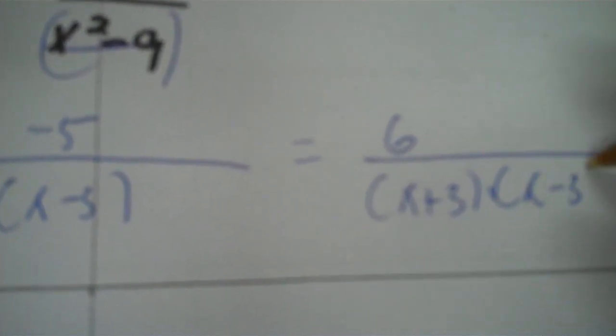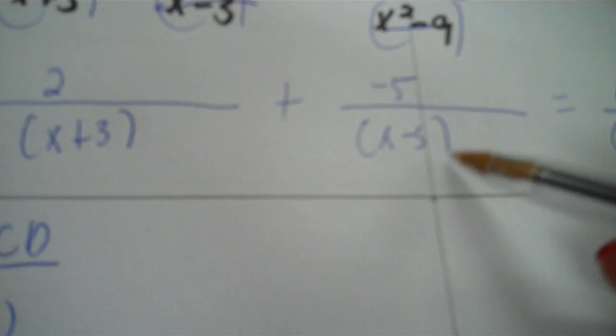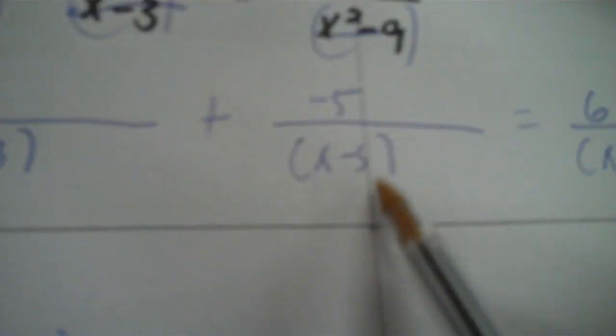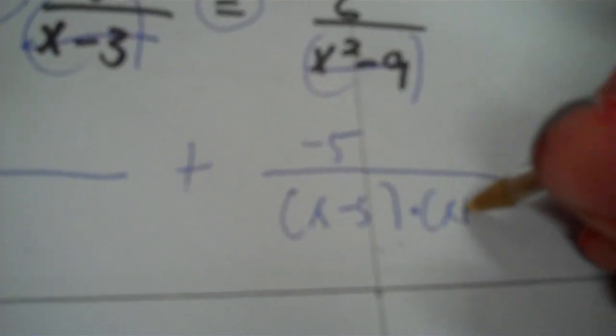Now we are ready to find the common denominator. When I look at my bottoms, I have a parentheses factor of x plus 3, a parentheses factor of x minus 3, then more of the same that I've already written. So x plus 3, I have 1, 0, 1. So we need to get this one here in the middle, a factor of x plus 3.